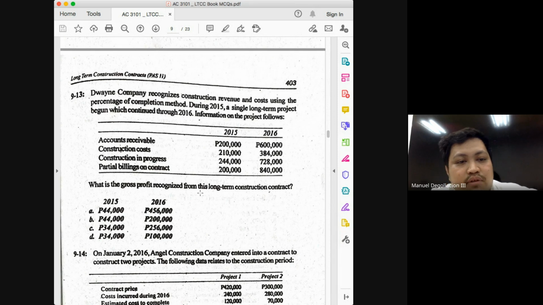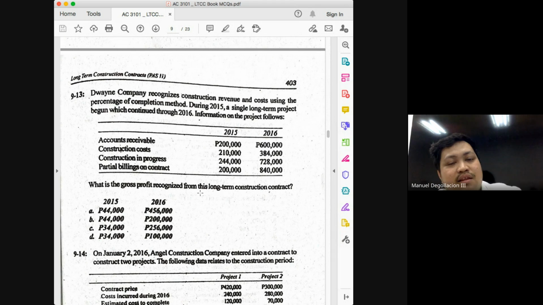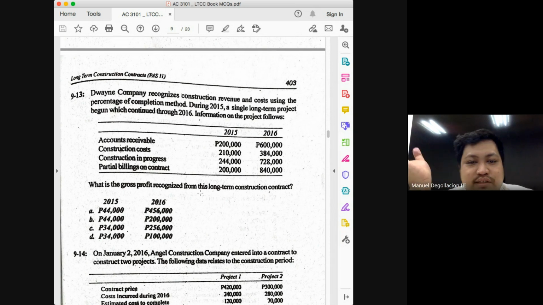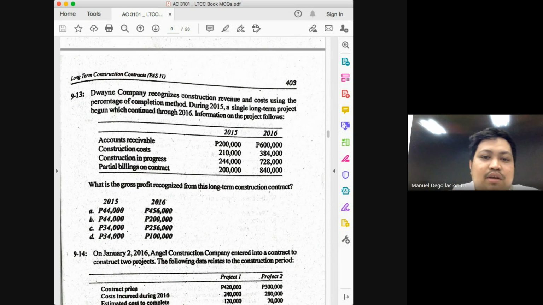Proceed to 2016. Again, your CIP, class, is cumulative. So the 728, does everyone see the 728? It represents the cumulative cost and the cumulative profit. Cost in 2015, cost in 2016, profit in 2015, and profit in 2016. Okay, so what do we do? How much is our cumulative cost? 210 plus 210 plus 384. How much is that? 594. Okay? So deduct that from 728.